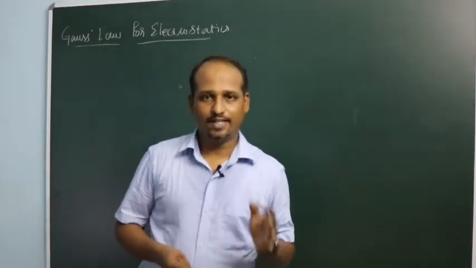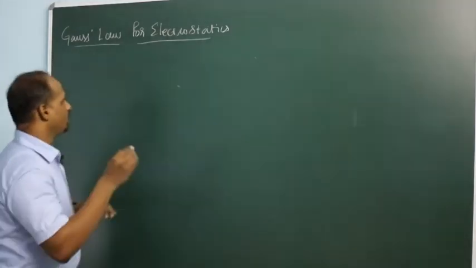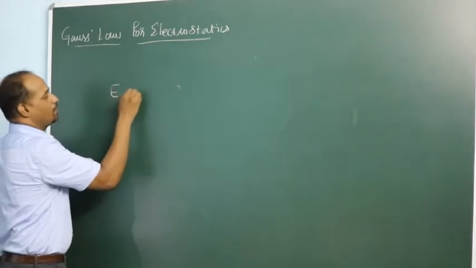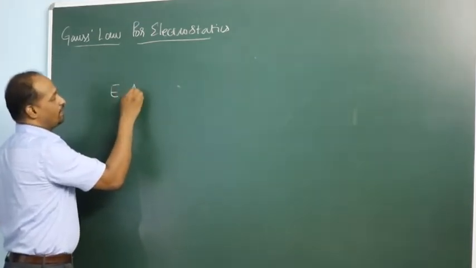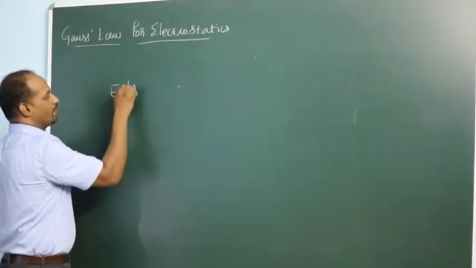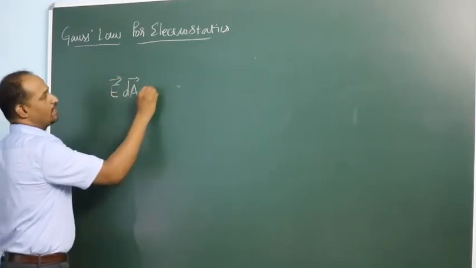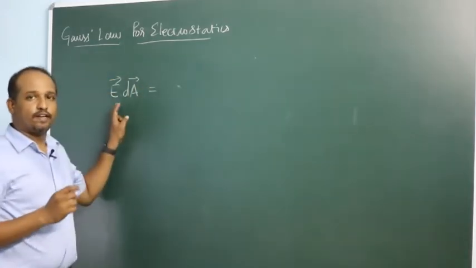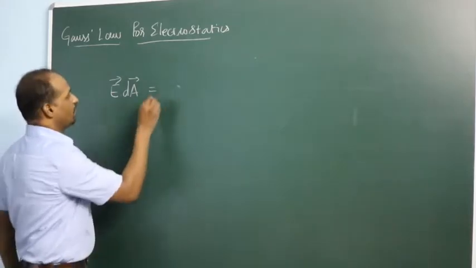So we have so far discussed that electric field into area, E dot dA, is equal to electric field into area, which is equal to electric flux.